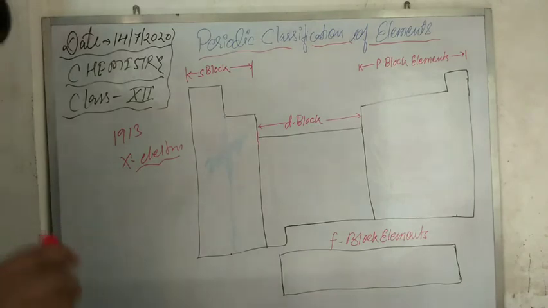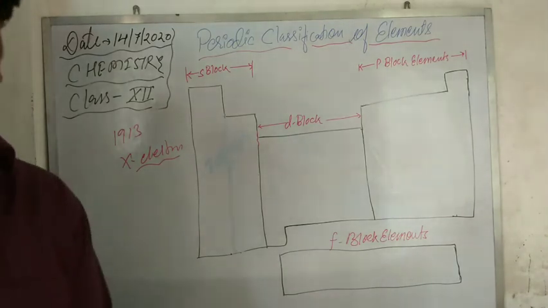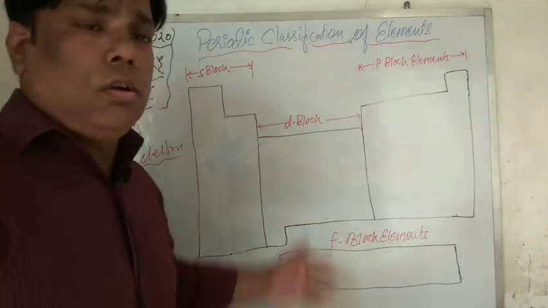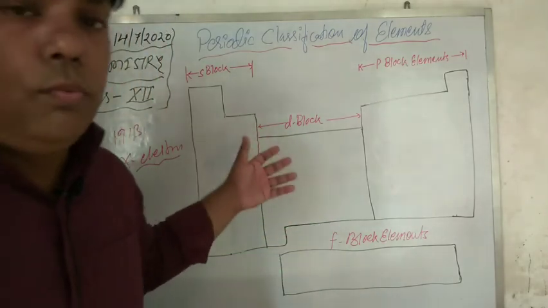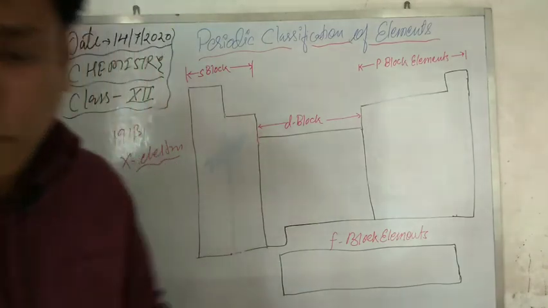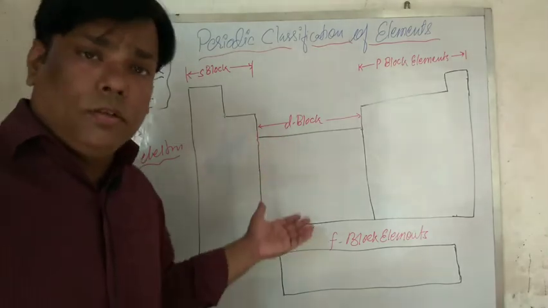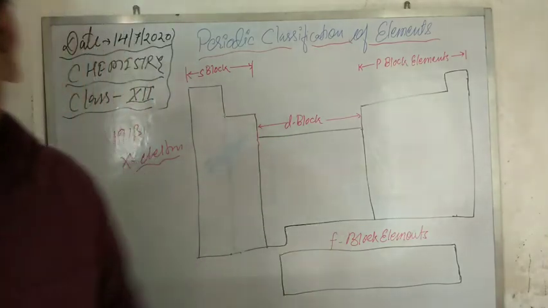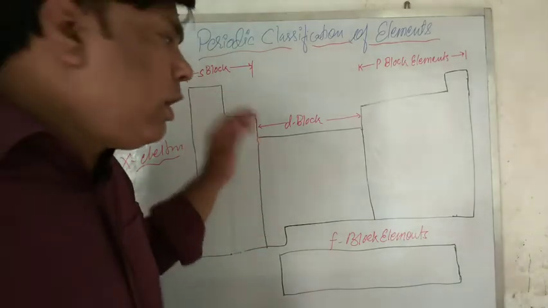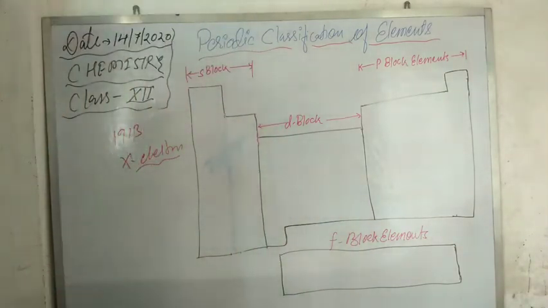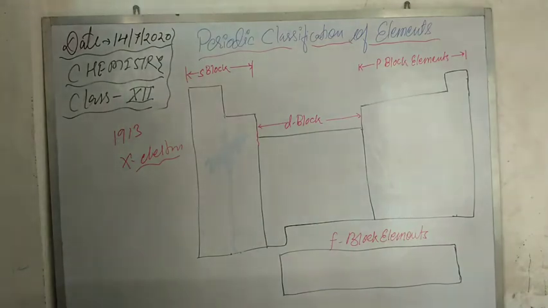So for our modern periodic table, the modern periodic table is based on the modern periodic law. What is the modern periodic law? The physical and chemical properties of elements are periodic functions of atomic number. On this modern periodic law, the modern periodic table is made.